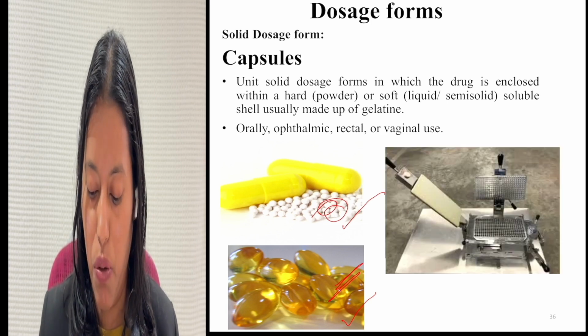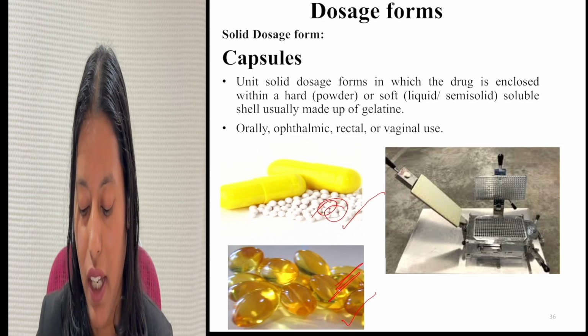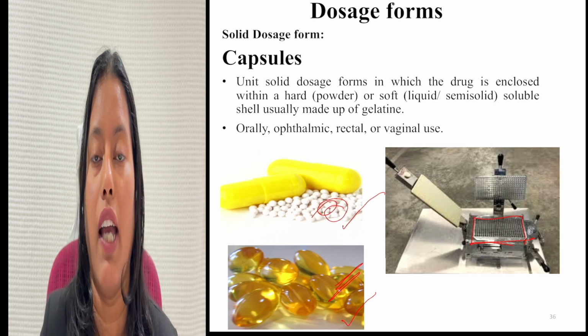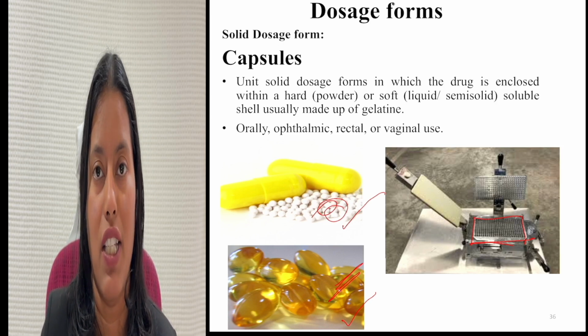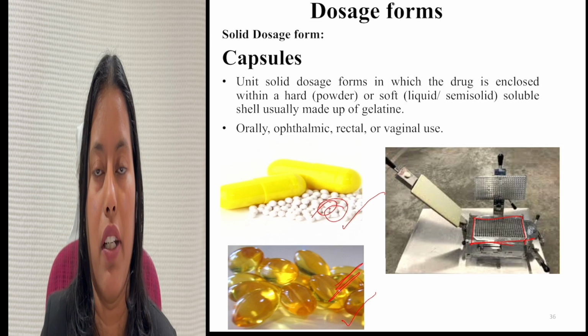So how are the capsules prepared? You can see a simple capsule filling machine. You have the plate which has cavities. First the whole capsule is filled inside these cavities, and the cap and body of the capsules are separated.